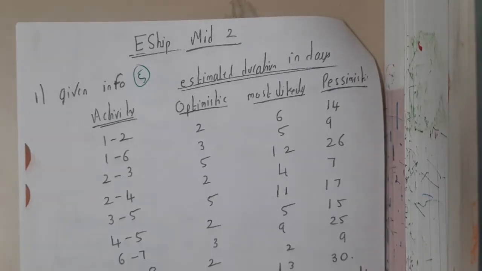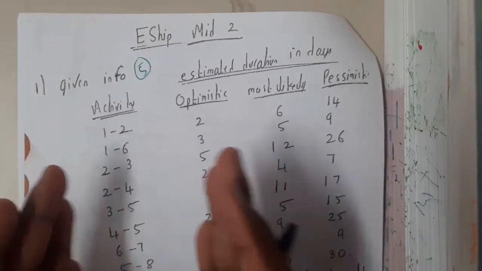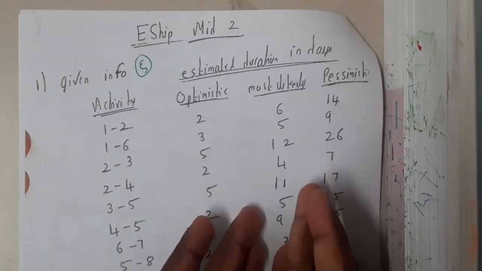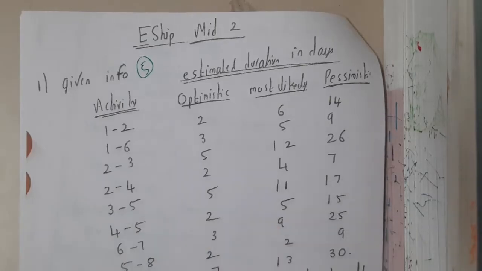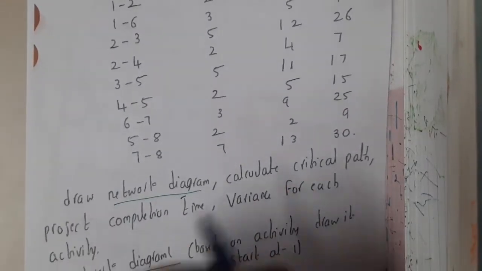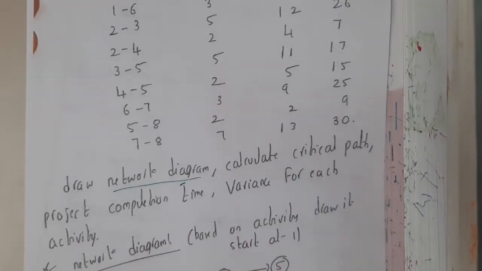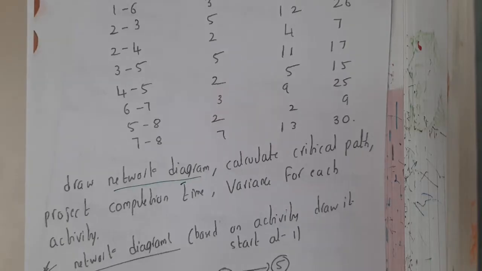In this lecture, let us solve a problem in which they gave the activity, the optimistic time, the most likely time, and the pessimistic time. And they are asking to draw the activity diagram, to calculate the critical path, to calculate the project completion time, and to calculate the variance. So this is all the details which is given in the question, guys.